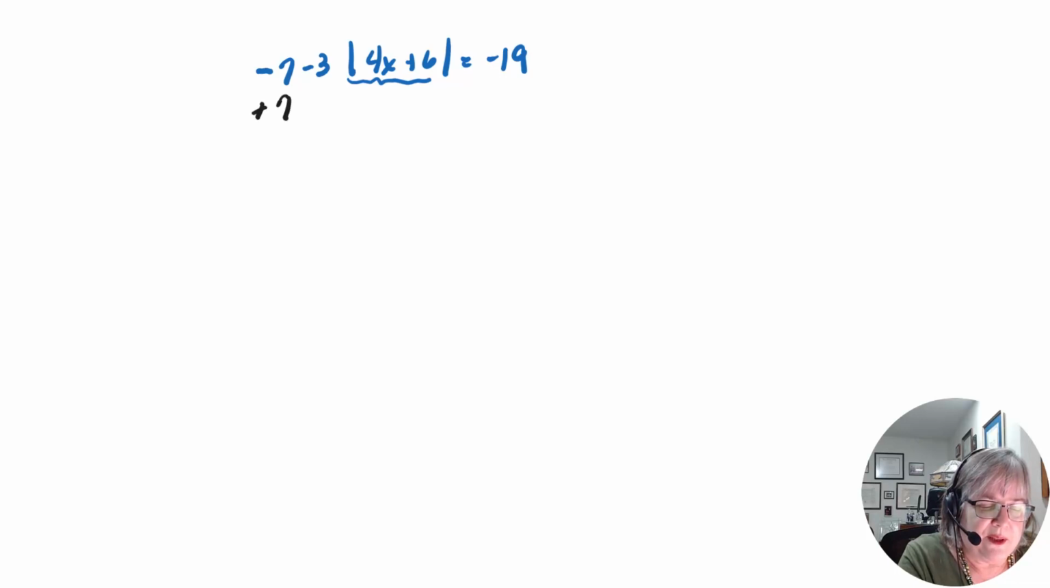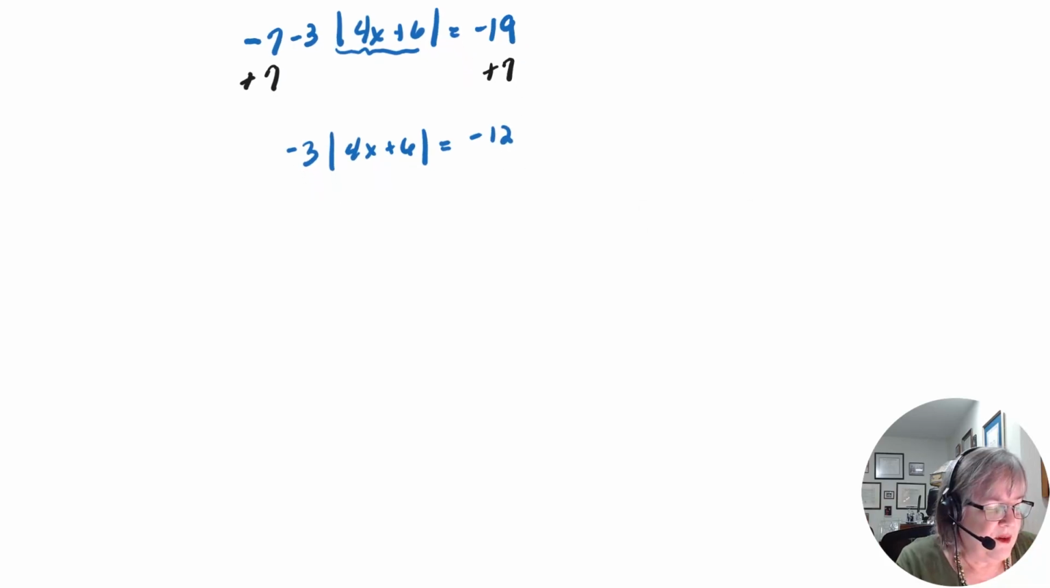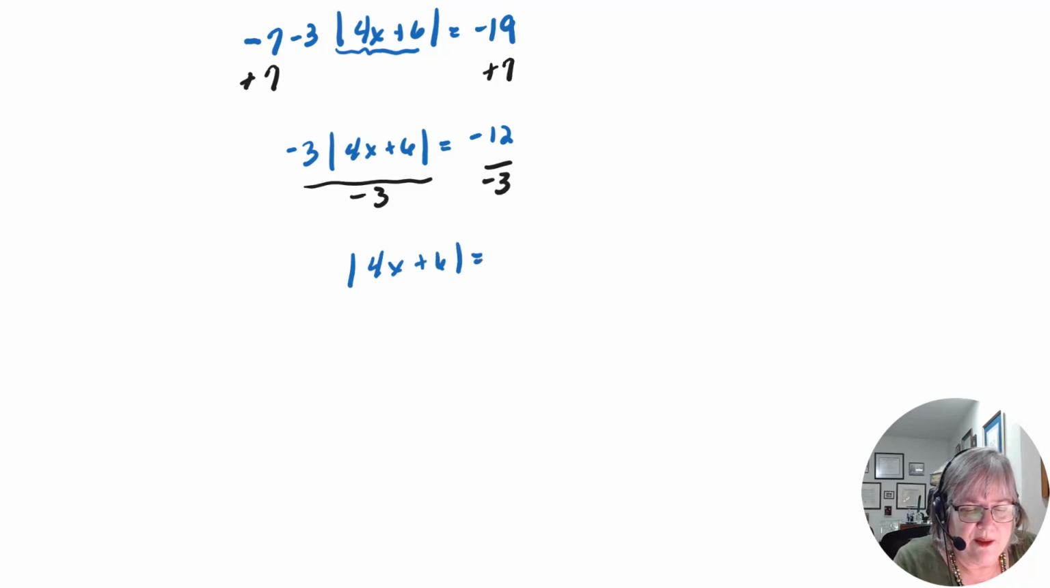So what you have to say is, I'm going to resist temptation, and I am going to add 7 to both sides. So I'd have -3 times the absolute value of 4x plus 6 equals -12. So then you say, I'm still working on isolating my absolute values. So I'm going to divide by -3. And you would have the absolute value of 4x plus 6 equals 4.